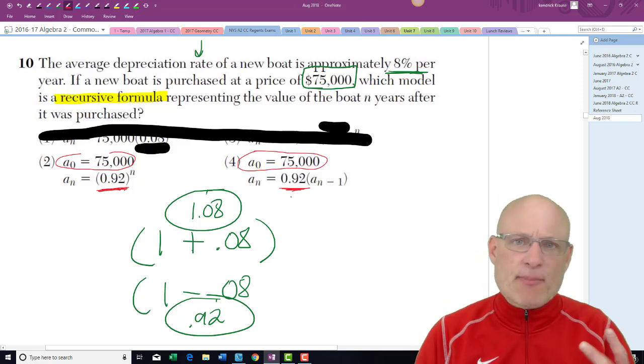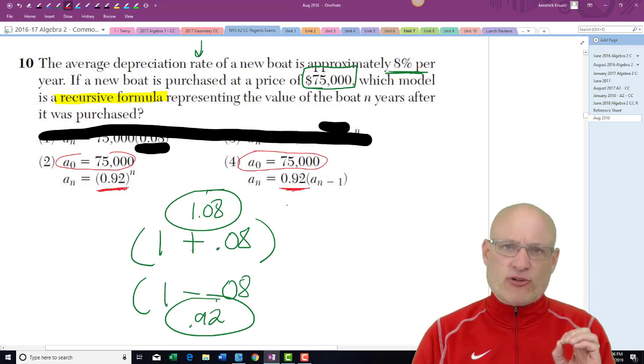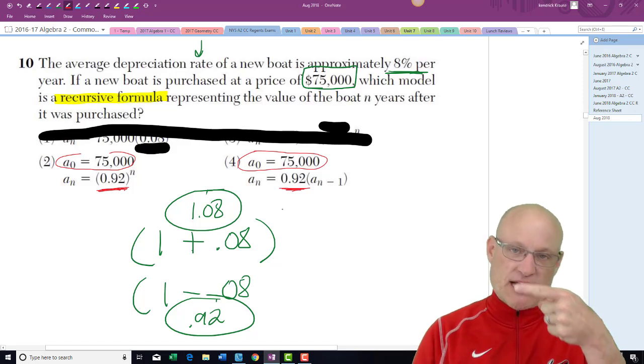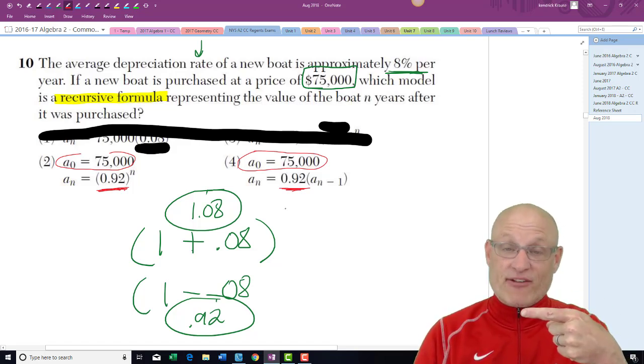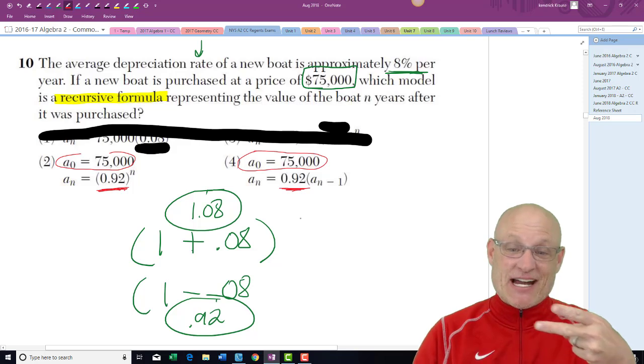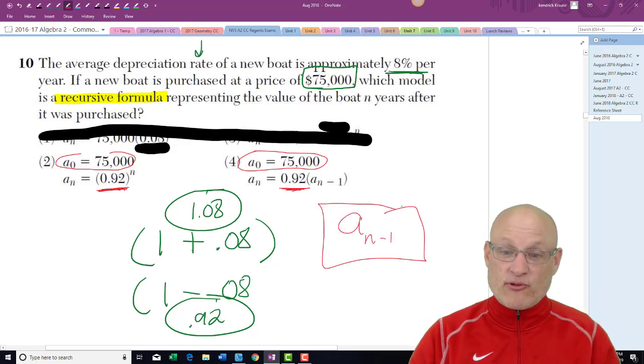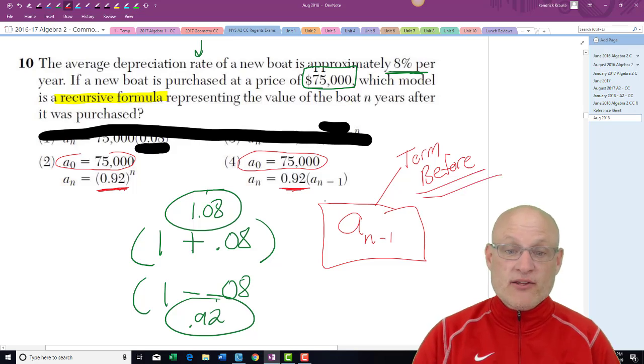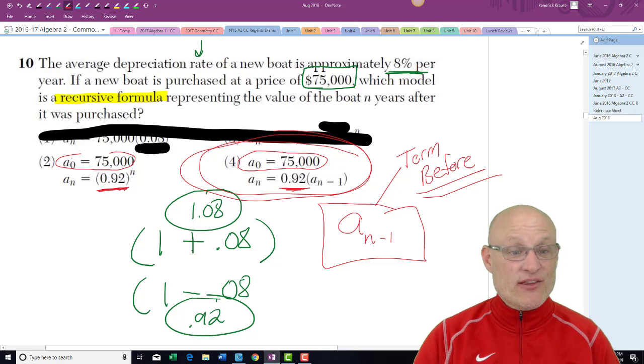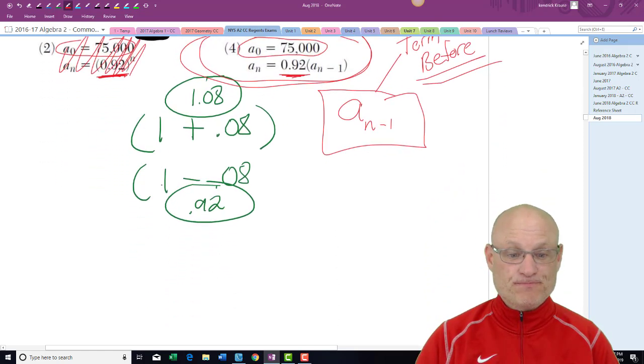Okay, so here's the thing about recursively defined functions. They have to have 2 lines. The first line being the first term, in this case 75,000. And the second line has to have a sub n minus 1. What this represents is the term before. A lot of teachers call it the before, right? The term before. And that's why this is the correct answer. This doesn't make any sense. None whatsoever.